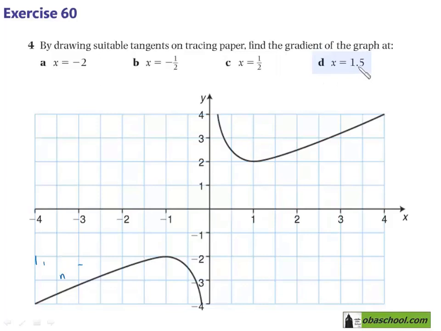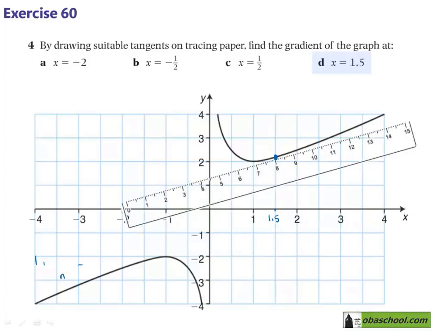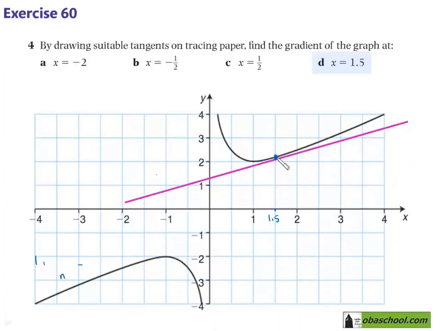Part D says x equal to 1.5. So let's go right here between 1 and 2 and see where it intersects. Again, bring on the ruler and draw a tangent. The tangent, of course, intersects only at this point, x equal to 1.5, and forms these two equivalent angles.